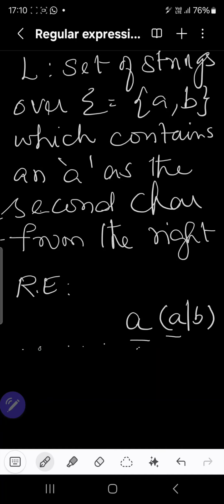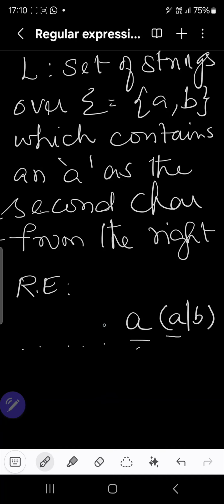And what is said about the previous characters or the preceding characters? Nothing is said here. So the previous characters can be any number of characters and it can be a combination of A's and B's. So we can use a star. It can be 0 characters or 1 character or 2 characters or 3, 4, 5, anything, any number of characters.